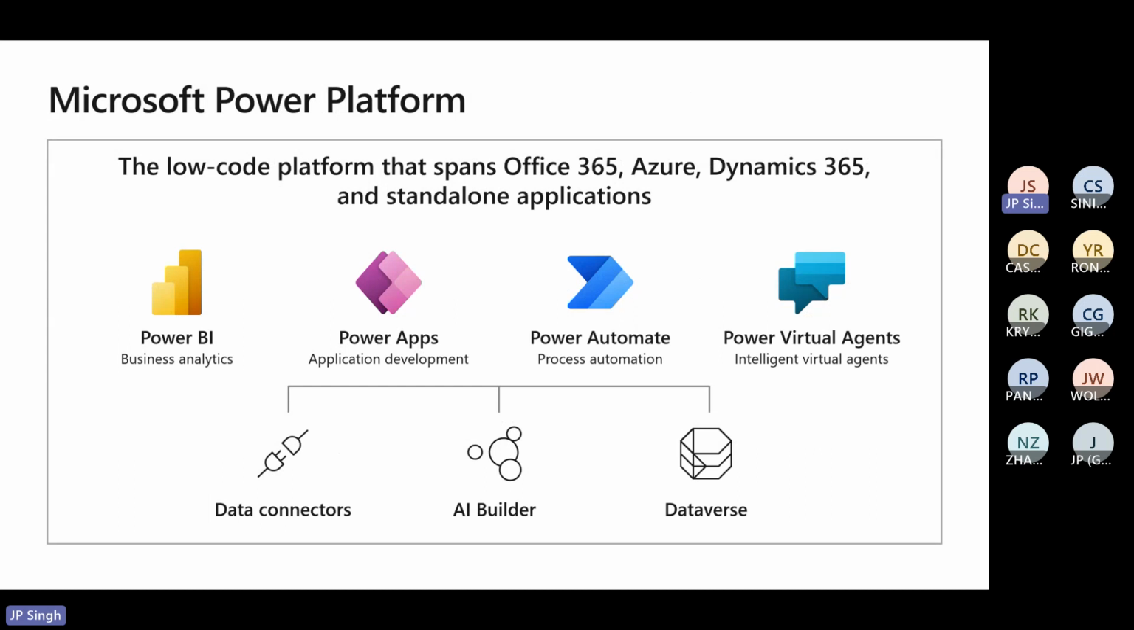So these are the four components with the icons. Power BI is for business analytics, and Power Apps for application development with no code. When I'm saying development, it does not mean that you must be a developer, not at all. The process automation with the help of Power Automate, and Virtual Agent is a chatbot. These are the backend connectors. You can connect with Dataverse, AI, and other things. We'll work on that.